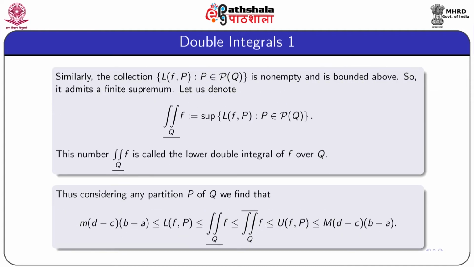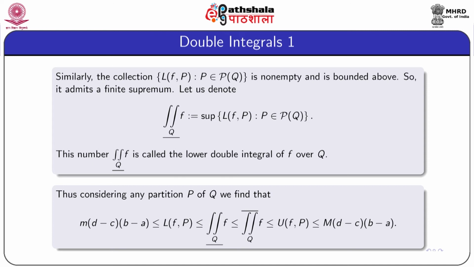Similarly, the collection L(f,P), where P is an arbitrary partition of Q, is non-empty and is bounded above. So, it admits a finite supremum. Let us denote the lower integral of f over Q by the supremum of L(f,P), where P stands for any partition over Q. This number is called the lower double integral of f over Q.